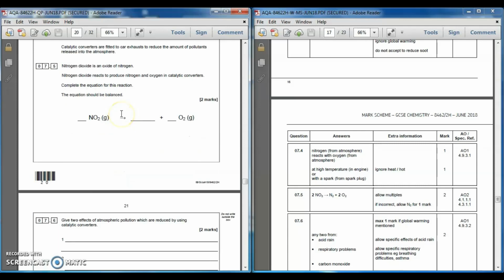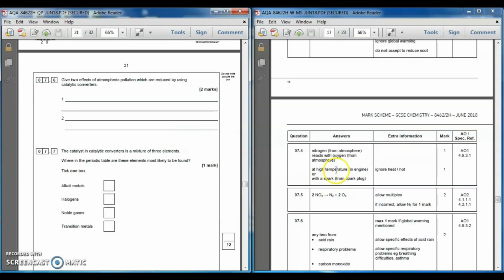For 7.5, a lot of people got this wrong because they put just N as a gas. Now, when you have a simple gas structure like oxygen, chlorine, hydrogen, nitrogen, it's always N2. It's always O2. It's always H2. It's always Cl2 or Br2. So it's N2. There's your first mark. Okay? And then, however you balanced it, otherwise you weren't getting a mark unless you actually had that as a starting jump-off point. And then you'd know that there's going to be a 2 for the NO2 and 2 for the O2.